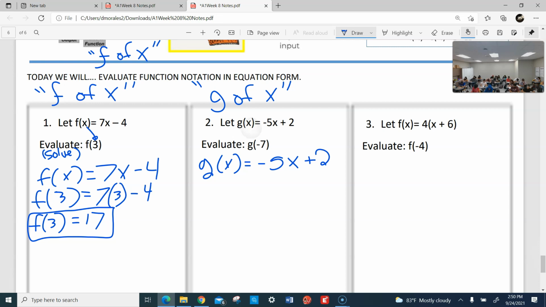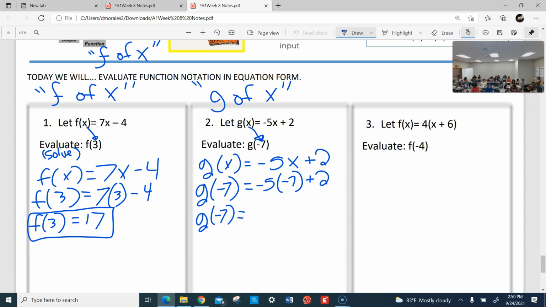What number are they asking me to substitute in for x? Negative 7. All right, so we're going to solve the g function for negative 7. Anywhere I see an x, I'm going to plug in a negative 7. So it becomes negative 5 times negative 7 plus 2. It's another 2-step equation here. If I keep going, I'm going to find the answer of g of negative 7.